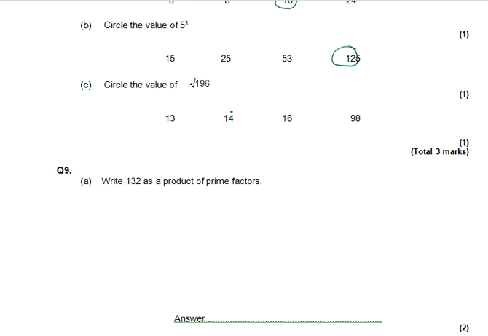Square root of 196 is 14. Again, this is knowledge that you should know. You should know up to the first 15 square numbers.